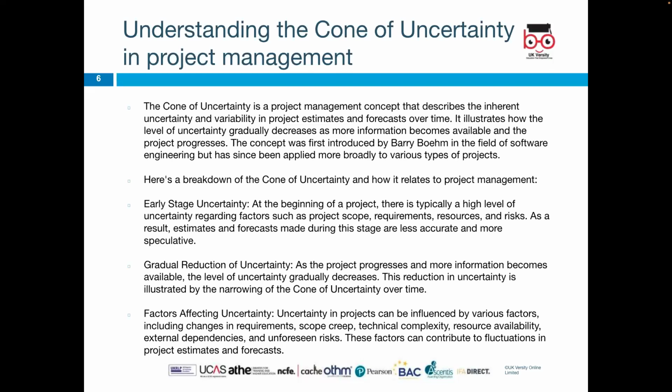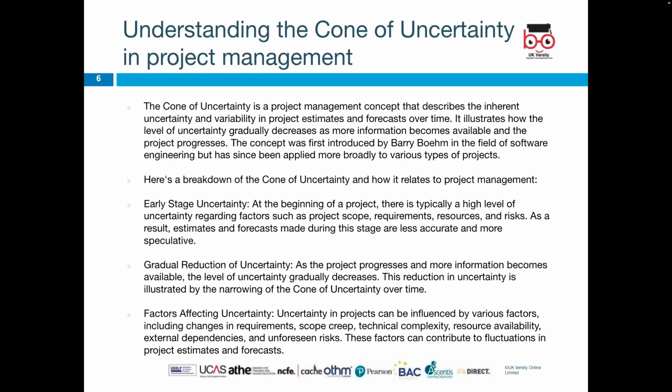The cone of uncertainty is a project management concept that describes the inherent uncertainty and variability in project estimates and forecasts over time. It illustrates how the level of uncertainty gradually decreases as more information becomes available and the project progresses. The concept was first introduced by Barry Boehm in the field of software engineering, but since has been applied more broadly to various types of projects.